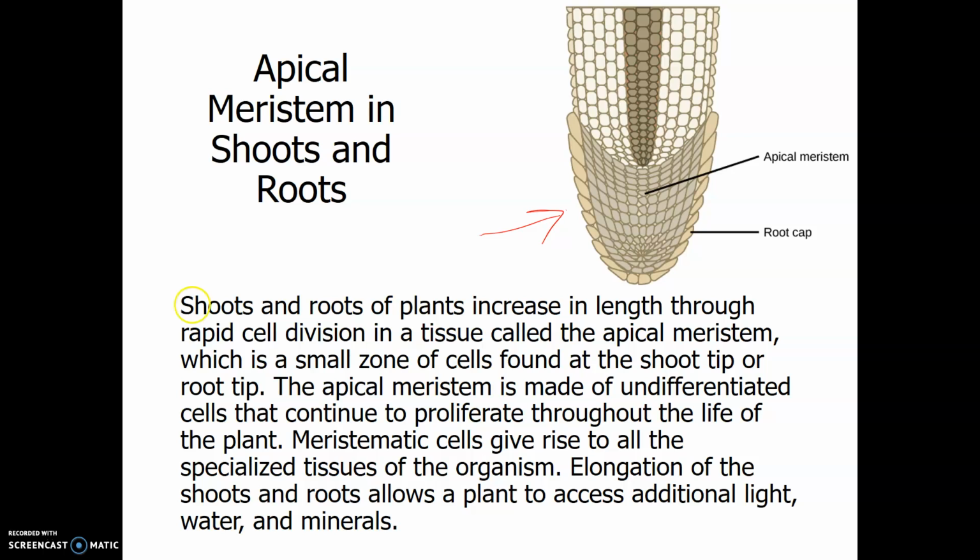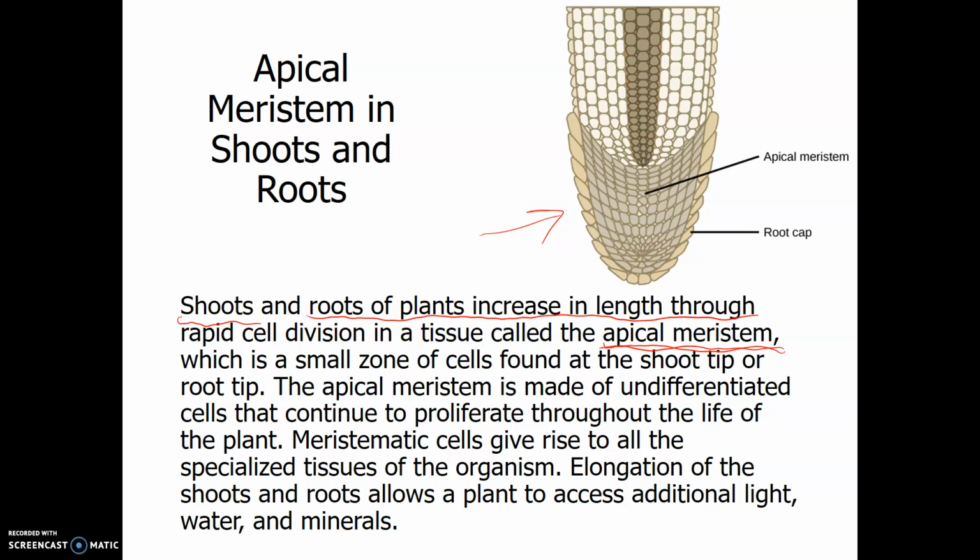So regions where the shoots and the roots of plants increase in length because cells are dividing are called apical meristem tissue. And this tissue is found at the tips of shoots or roots. It says the apical meristem is made of undifferentiated cells, that means unspecialized cells, that continue to proliferate or grow throughout the life of the plant. Meristematic cells give rise to all the specialized tissues of the organism, just like stem cells give rise to all the specialized tissues in a human.